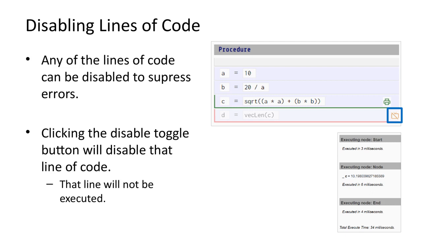When the code is executed, the dynamic error is no longer triggered. In the console, there are no more error messages. Note that the line of code that is disabled still contains the dynamic error. But since it is disabled, the error will not be triggered.